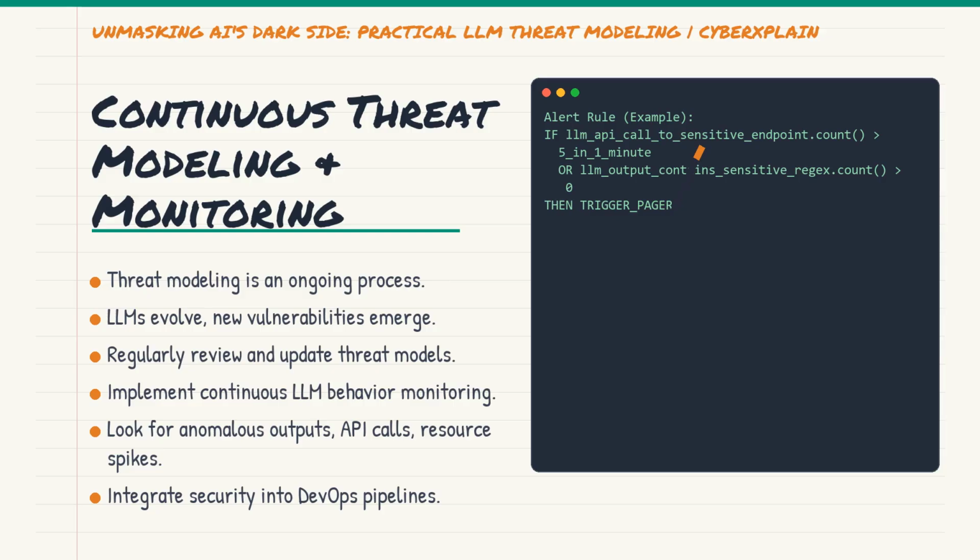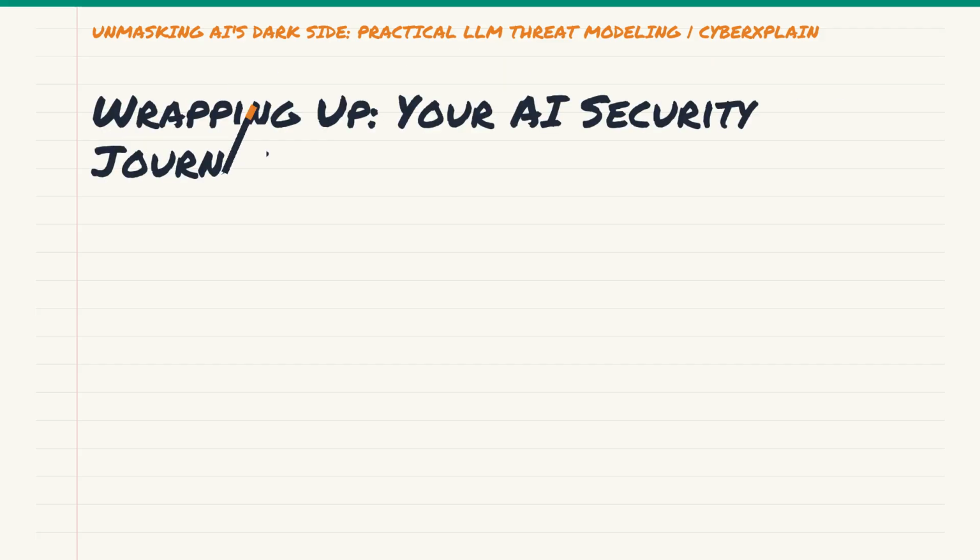Integrating security into your DevOps pipeline and making threat modeling a regular part of your development sprints is how you stay ahead in the dynamic world of AI security. Stay vigilant.